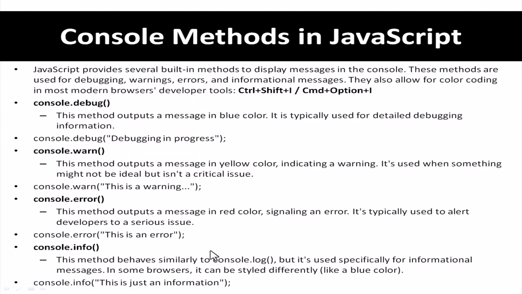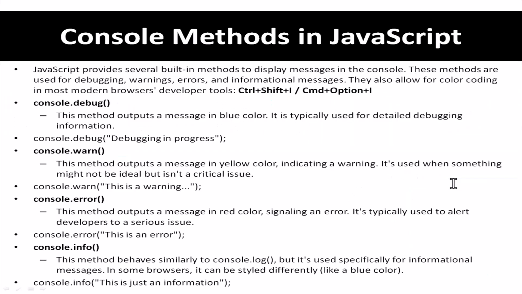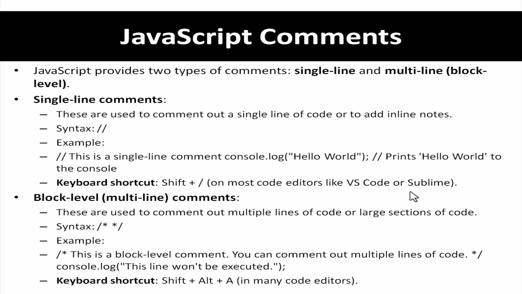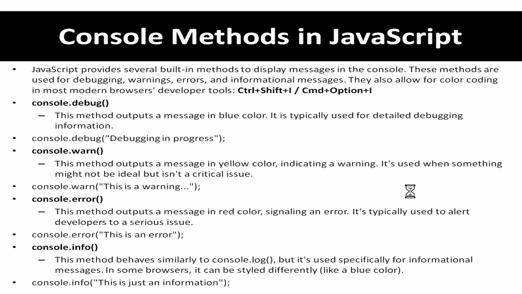Next, console.info. It is going to generate the info. Here if you want to type info, we have just typed error, so I will remove this error and type information. It has given the information as an output. Like that, we can define the different types of console methods in JavaScript.